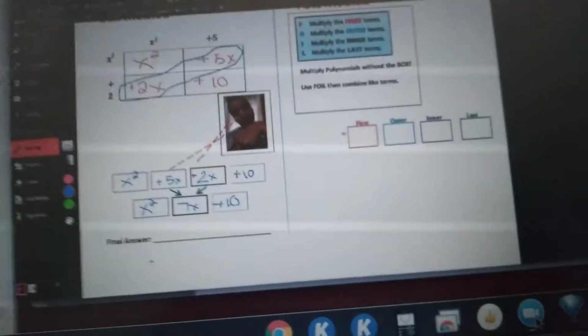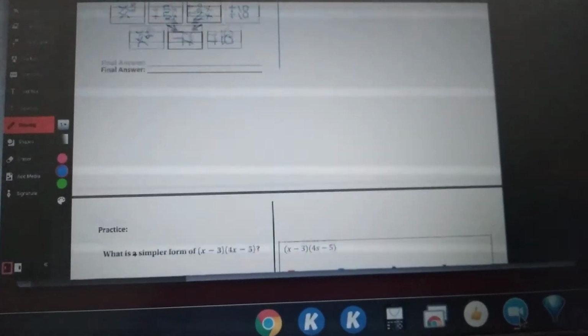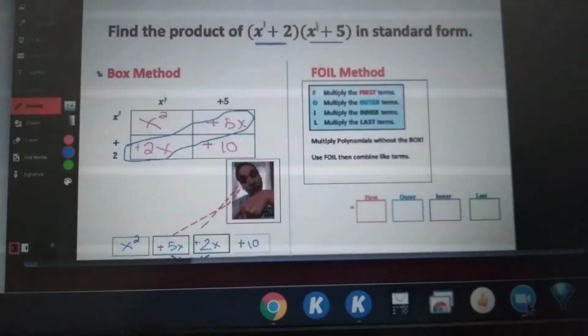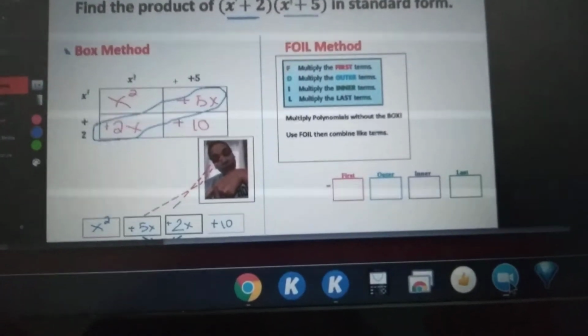Yes, sir? Amir? Amir, you good? Okay. I'm gonna come back up and show you the FOIL method and how to find the answer using another method, but we're gonna keep practicing the box first, okay? We're gonna do a couple more problems using the box.